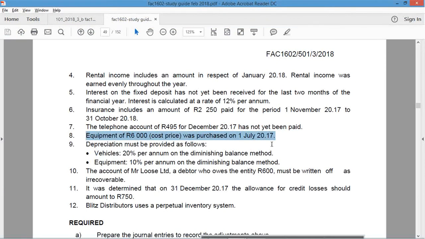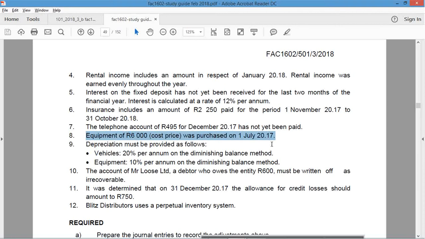Equipment of 6,000 was purchased on the 1st of July. So it increases because it's equipment. It increases on the debit account. So equipment is debited, bank is credited. Correct. Because it's a cash purchase. Yes, in this case. Well, how do you know it's cash? 6,000 cost price. It didn't say credit sale. No, well, it could have been cash or credit actually. The thing is, we just bought equipment in the past. Will I record that?